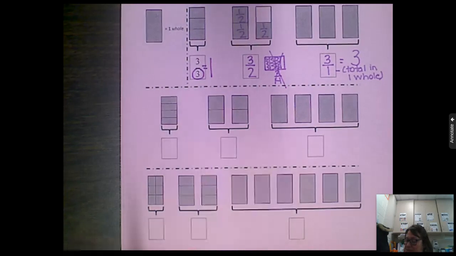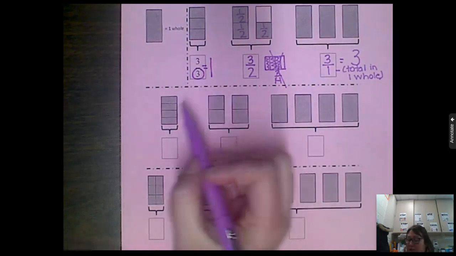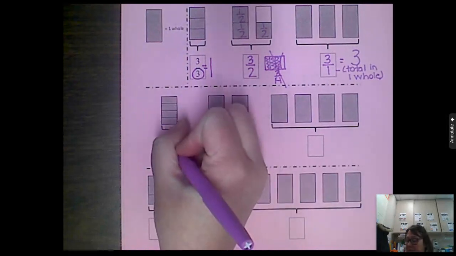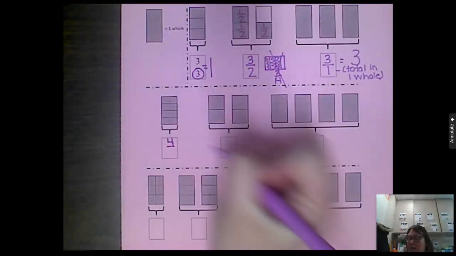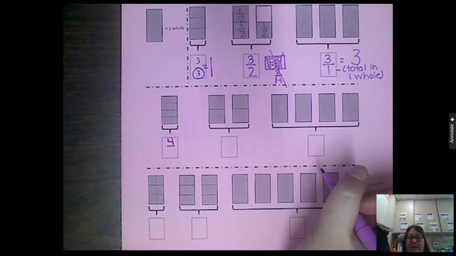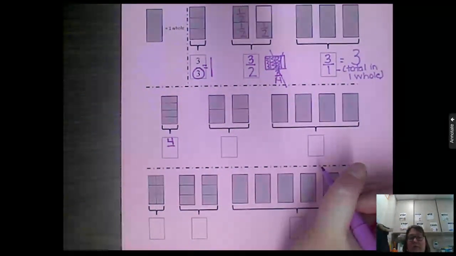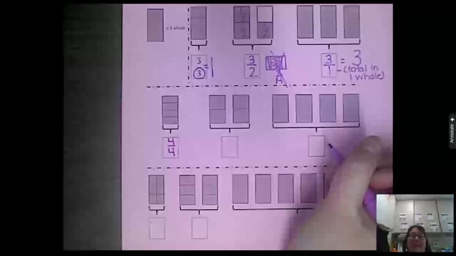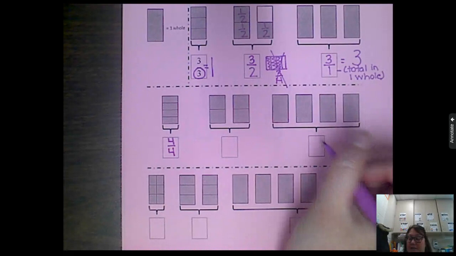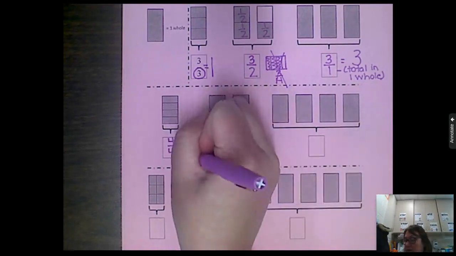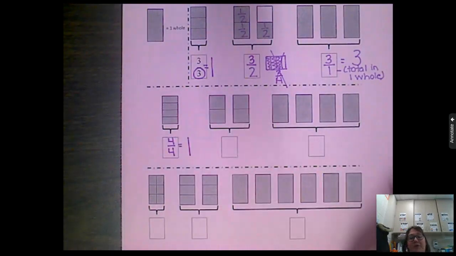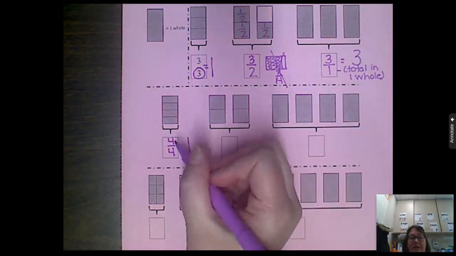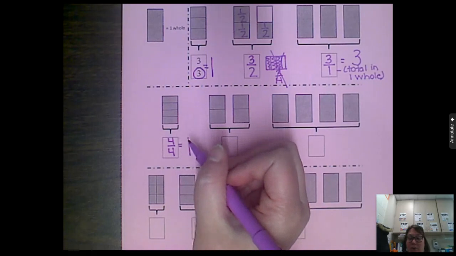Okay, so for the next section, how many pieces are shaded? 1, 2, 3, 4 are shaded, right? So that's my numerator. And what is my denominator? So my denominator is the total number of pieces in the whole, and there's 4 total pieces. And it is completely shaded, right? So that is equal to 1 whole. So I can make a big 1. So 4 over 4 is equal to 1 whole. Remember, when my numerator and denominator are the same, that means that it's equal to 1 whole.